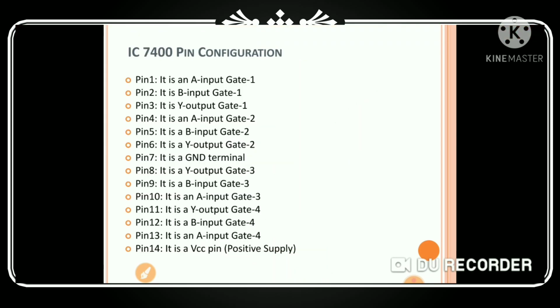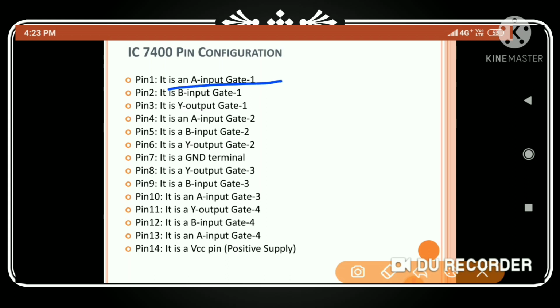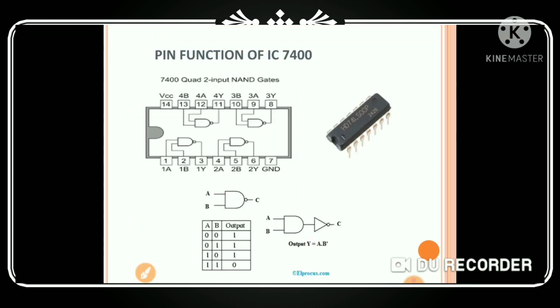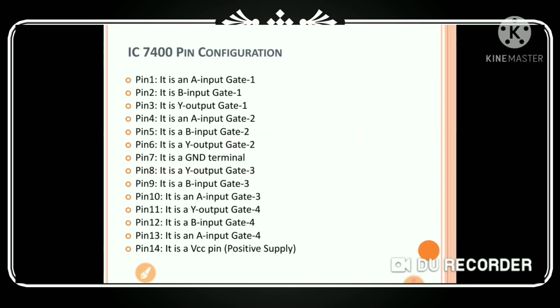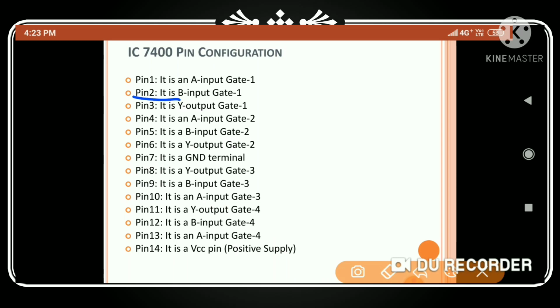Okay. So this is about the pin configuration of IC 7400. You can see that explanation here. Pin 1 indicates it is the A input of gate 1. Okay, 1A, I told you. Here you can see the first one is 1A input, and the second one is 1B. Pin 2 is the B input of gate 1. Pin 3 is the Y output of gate 1. Okay, so like that 4, 5 are the inputs of gate 2. And 6 is the output of gate 2.